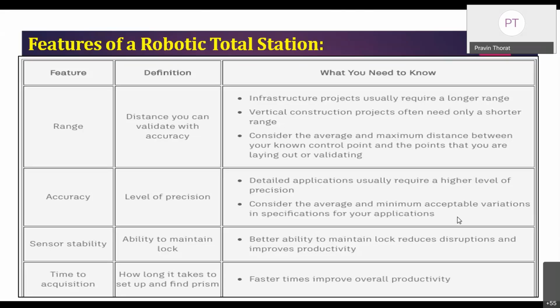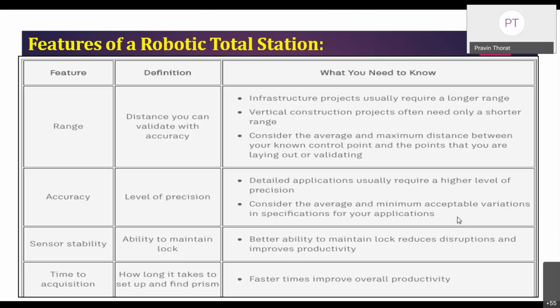In another project like high-rise buildings, we do not need a high range, but we need vertical control. Consider the average and maximum distance between your known control point and the points that you are laying out or validating. These are the features regarding range.